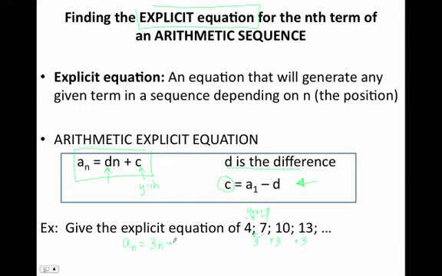3n plus, that c would be the y-intercept. I'm asking you to go one place back to a sub 0, and I'm going to be saying what would it have been there? Well, we're going to have to take that 4, that's my a sub 1, minus the 3, that's going to get me 1. There we have it. Try to think of why that works again. Be able to explain that to me in your own words.